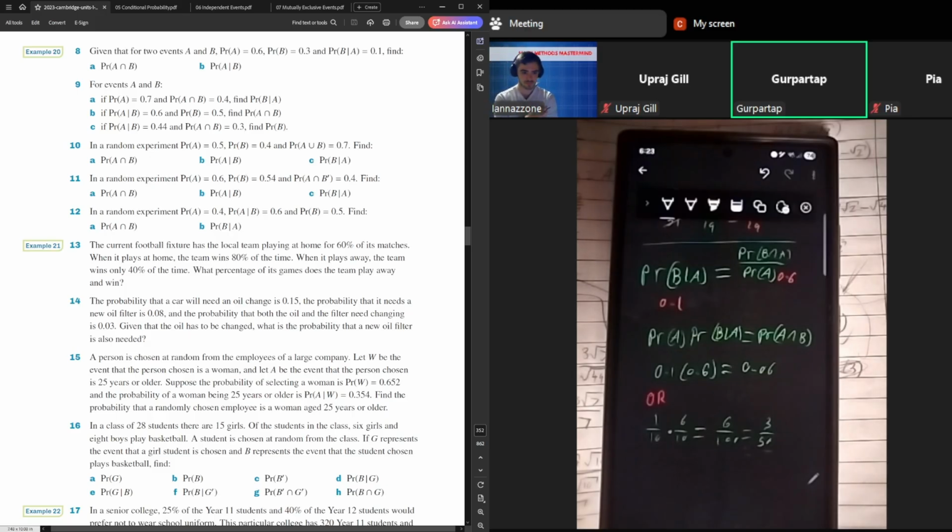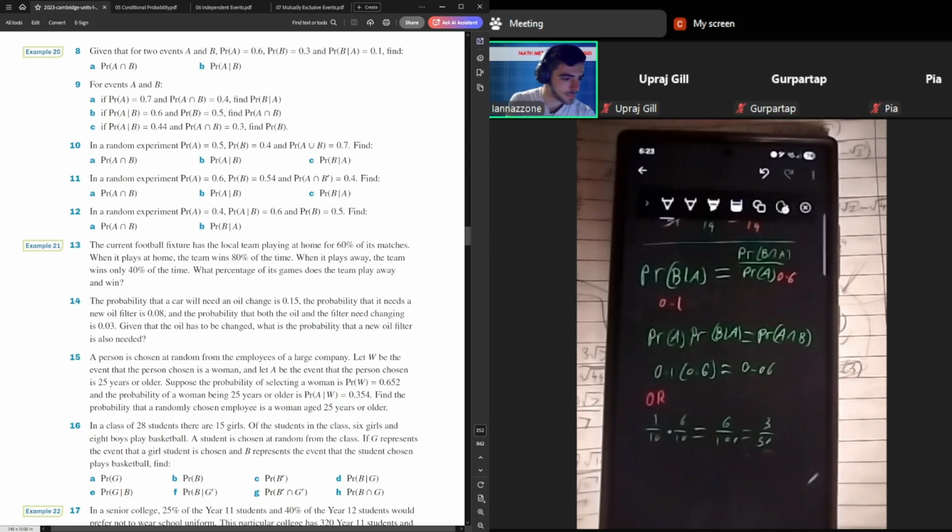Would it just be 0.2? 0.2 is correct, precisely. 0.06 divided by 0.3 is going to give you 0.2. If you don't like decimals, then feel free to make that 3 over 50 divided by 3 over 10. You could flip that around and then make that a fraction if you need to.